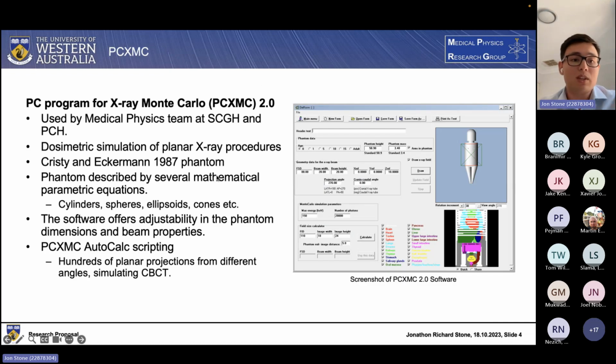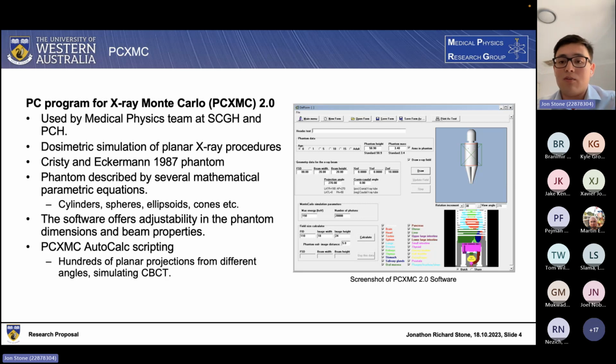So what is PCXMC? PCXMC stands for PC Program for X-ray Monte Carlo. It's a program used by the medical physics team at both Sir Charles Gairdner Hospital and Perth Children's Hospital. Essentially it provides a simulation of planar X-ray procedures to gain dosimetric insight into the individual organ doses, as seen in the screenshot on the right.